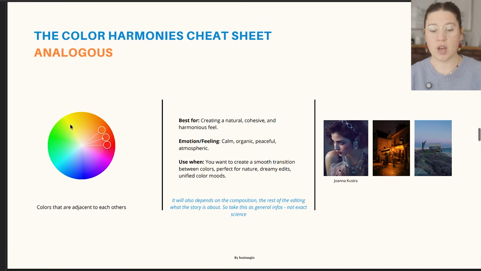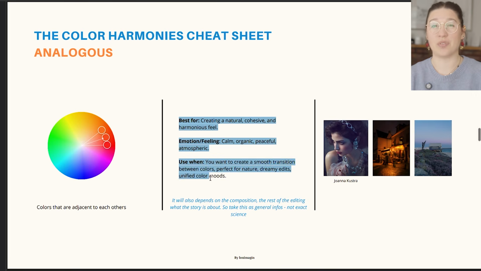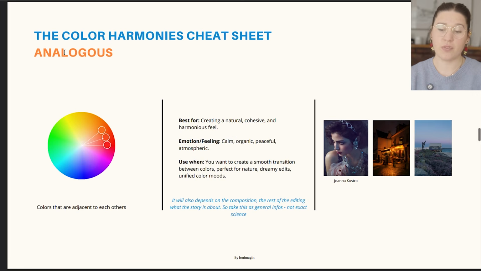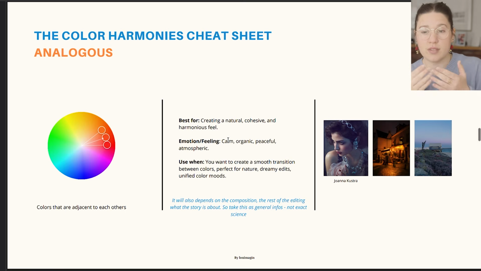And for each color harmony, I show it on the color wheel, and then I'll tell you what kind of emotion it gives with some examples, okay? So for analogous, in my opinion, it really gives kind of a calm, organic, peaceful, atmospheric kind of feeling. The reason is that the colors are really close to each other, so there is not a lot of contrast in color, so it makes the image really peaceful.